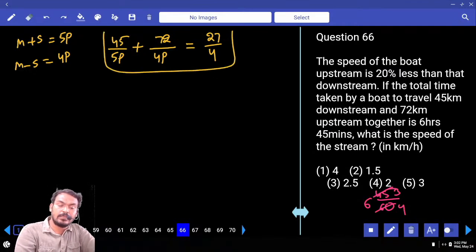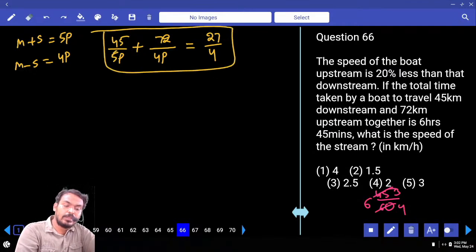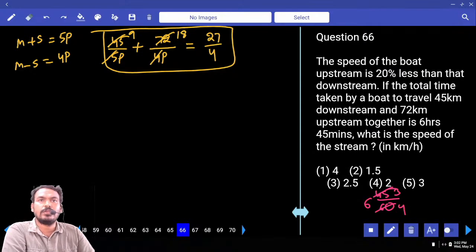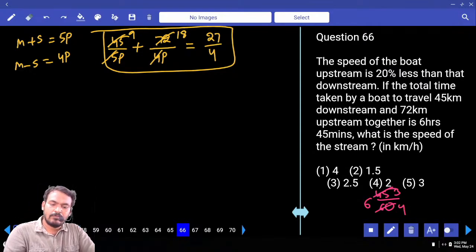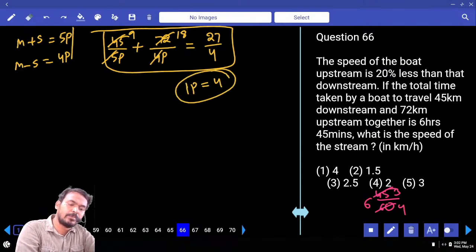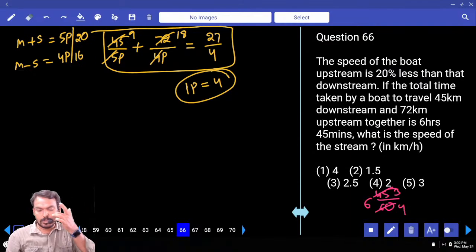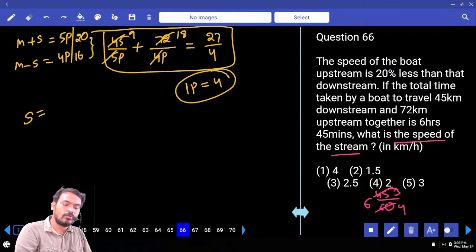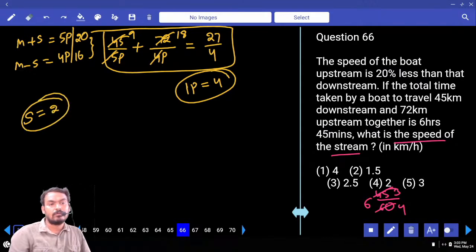Simplify this one, we get the one part value. 5 how many times? 9. 4 how many times? 18, so 9 plus 18 is 27. 27 cancels, then one part equals how much? 4. One part value is 4, means 5 parts are 20, 4 parts are 16. What is the question here? Speed of the stream, adding by 2 or subtracting by 2? Subtracting by 2. 20 minus 16, 4. 4 by 2 means 2.